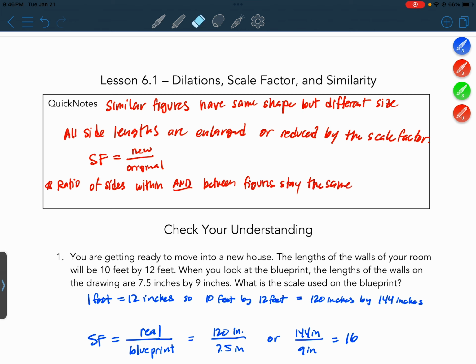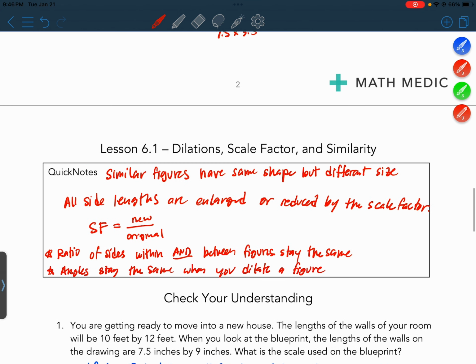Let me draw that a little bit better. So the angles stay the same when you dilate a figure. All right, so the big thing here is scale factor, right? Which is just a ratio, just a fraction of some new measurement divided by the corresponding original measurement.